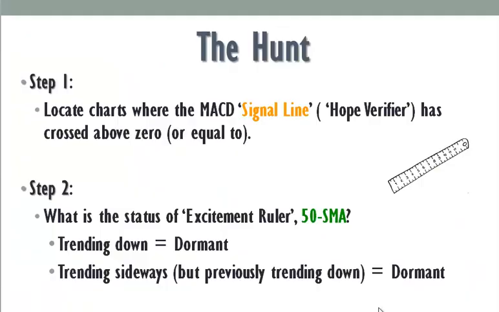Step number 2, what is the excitement ruler doing? We need to look at that 50 SMA. Again, if it's trending down, it's dormant, or if it's trending down after having been sideways, then it's still dormant. Remember, at step 2, we're not sure. Is it an active volcano right now, or is it dormant? So that's what we need to figure out at this point.